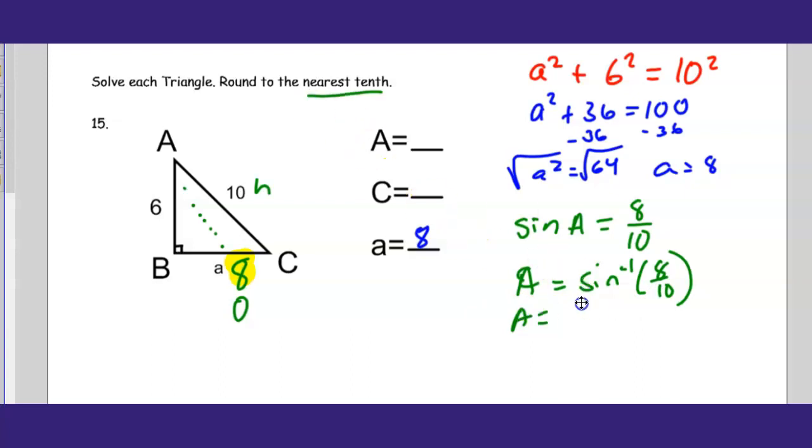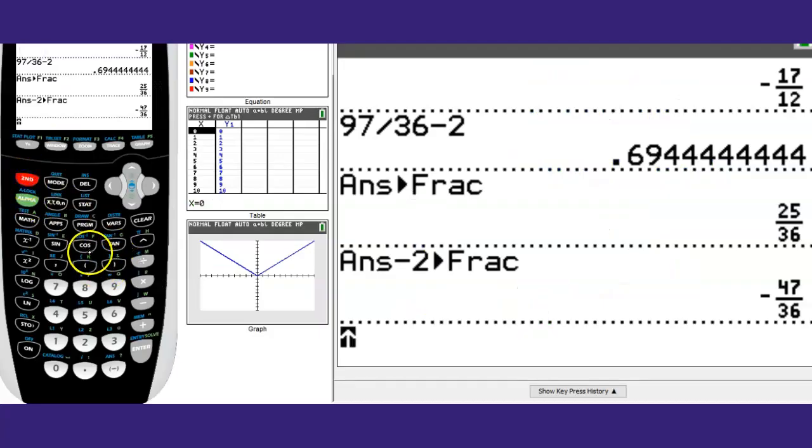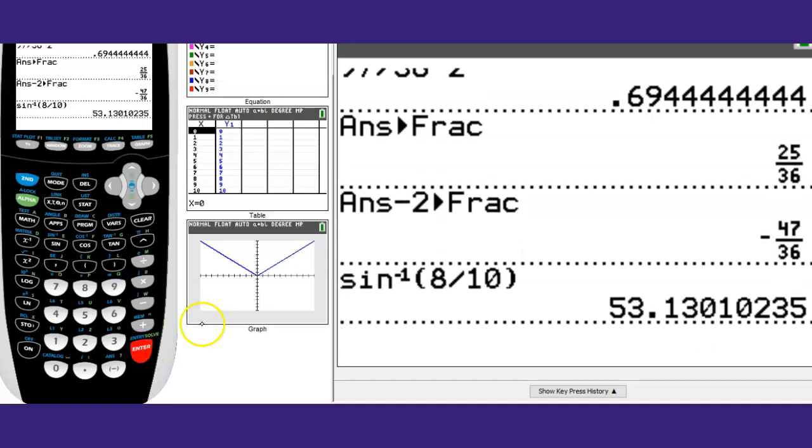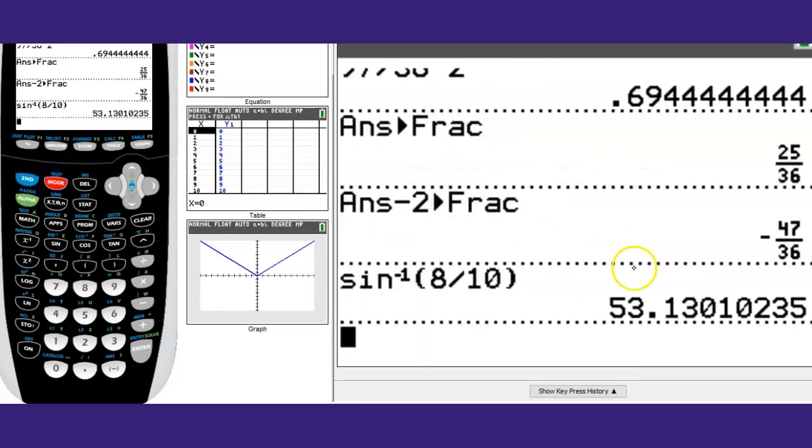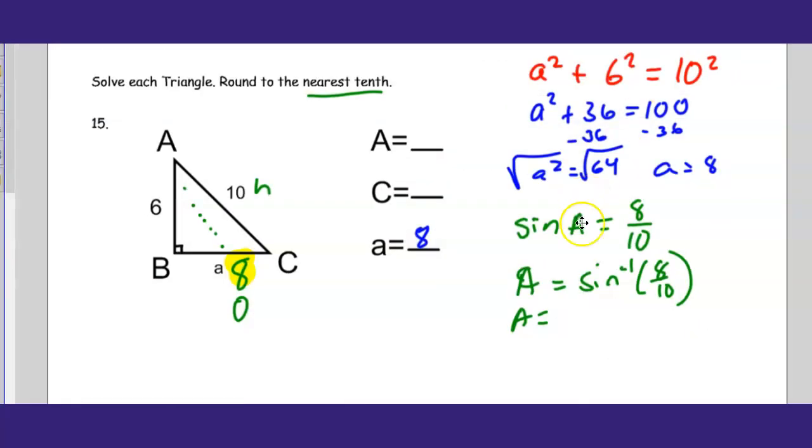And when I do that, I get angle A, and it says round to the nearest tenth. Let's punch it in our calculator. We're doing sine inverse of 8 divided by 10. 53.1 degrees. Make sure your calculator is in degree mode, sorry, degree mode. So 53.1 degrees.